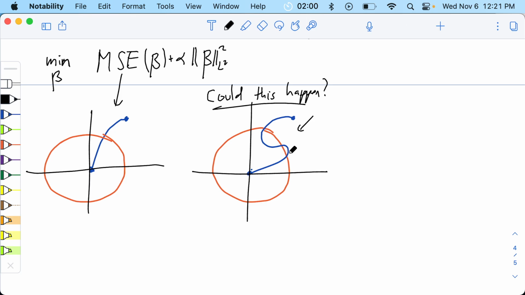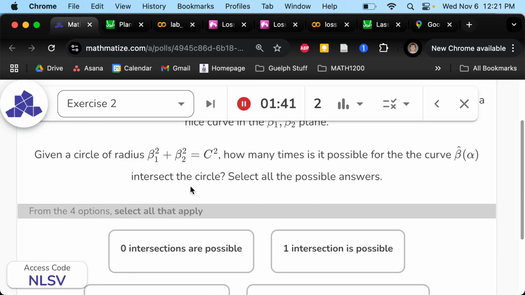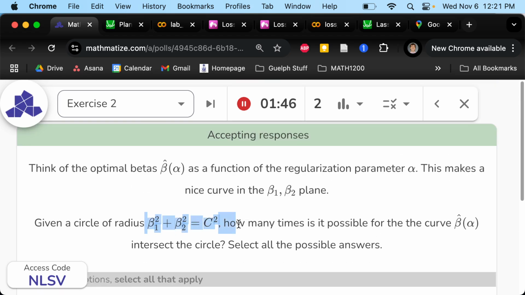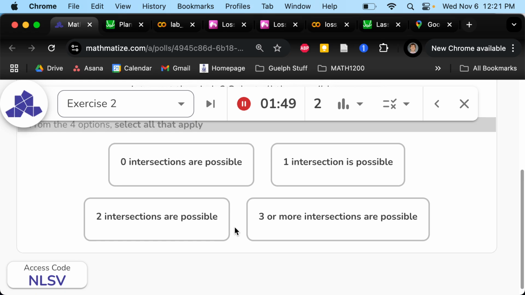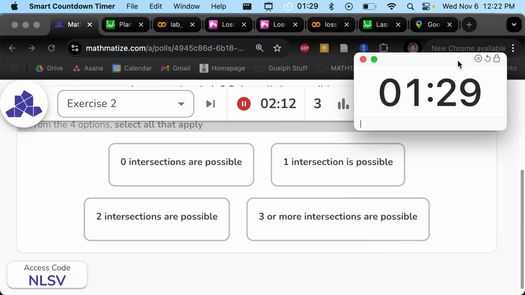Okay, let me set you loose on this question and see how you do. Could it happen? 0 intersections, 1 intersection, 2 intersections, or 3 or more intersections. So how many times do you intersect some circle? Okay, actually, maybe I'll give it a minute 30. There's a lot to sort of hold in your head and figure out.